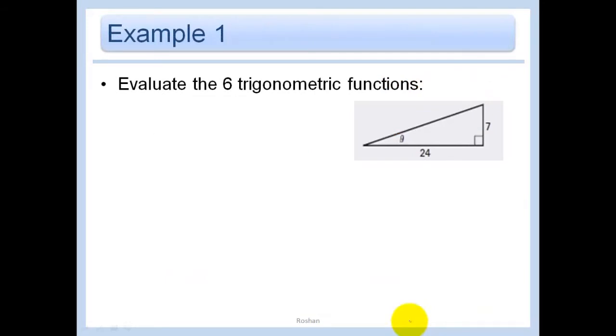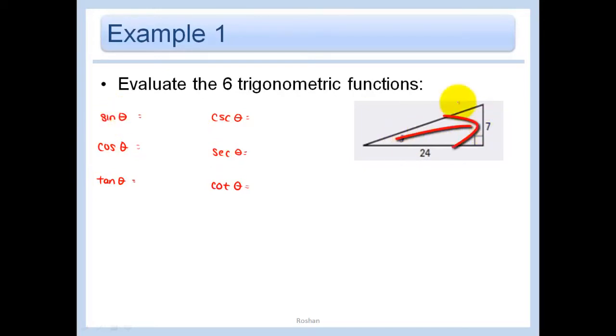Let's go ahead and evaluate the 6 trigonometric functions of this triangle right here. So they were sine, and you do need to know these, cosine, tangent, and then I usually just put cosecant, secant, and cotangent over here because I'm just going to flip these things. Remember, the S goes with the C and the C goes with the S.